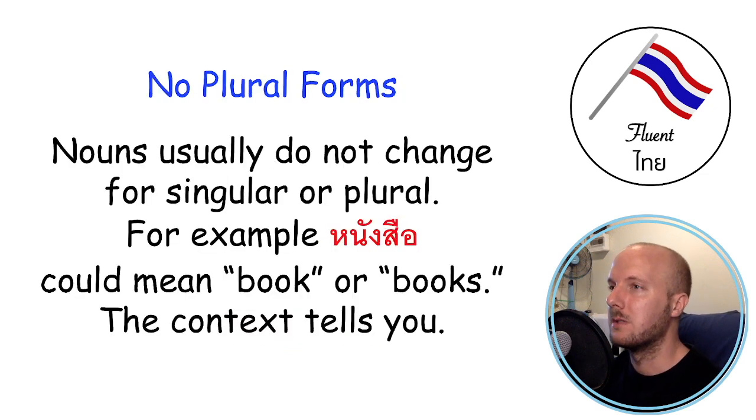No plural forms. Nouns usually do not change for singular or plural in Thai. So, for example, หนังสือ, which means book. Well, it could mean book or books. So in English we add an s in order to show that it's plural, but in Thai it's the context which would show whether it's singular or plural. Having said that, of course, you can just be specific and say like one book or many books or several books. So using a word to specify the amount, but also the context.